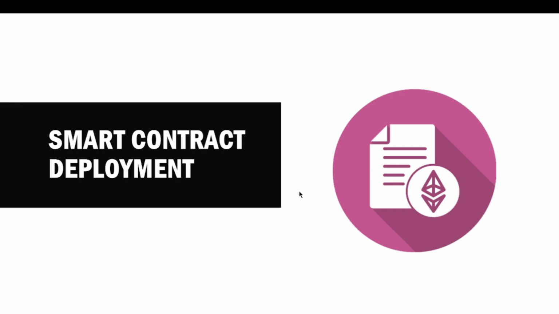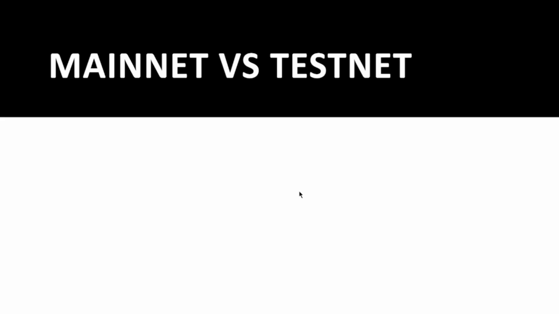Now it's time to deploy our smart contract on the test network. Before deploying it on the test network, we need to understand what a test network is, right? So let us see the difference between main network and test network. When I'm saying main network, I'm talking about the real Ethereum blockchain. Okay, it's the Ethereum mainnet.